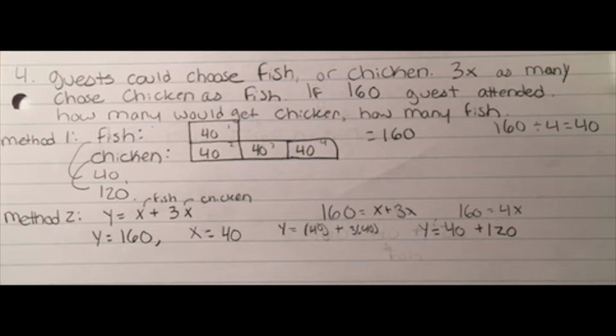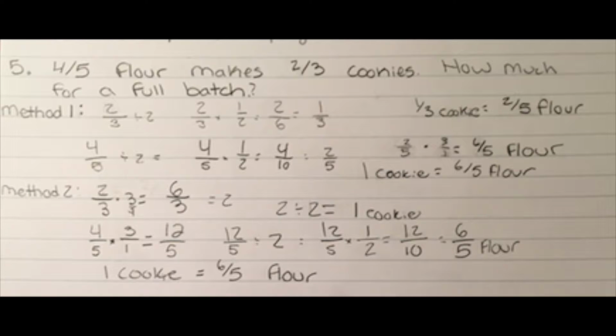Then I plugged the x into the original equation, and so I got y equals 40 plus 3 times 40. And so my final answer was y equals 40 plus 120. 40 represents the fish and 120 represents the chicken. For the fifth problem, I was told that 4/5 flour makes 2/3 cookies, and I was asked how much flour I would need to make a full batch of cookies.